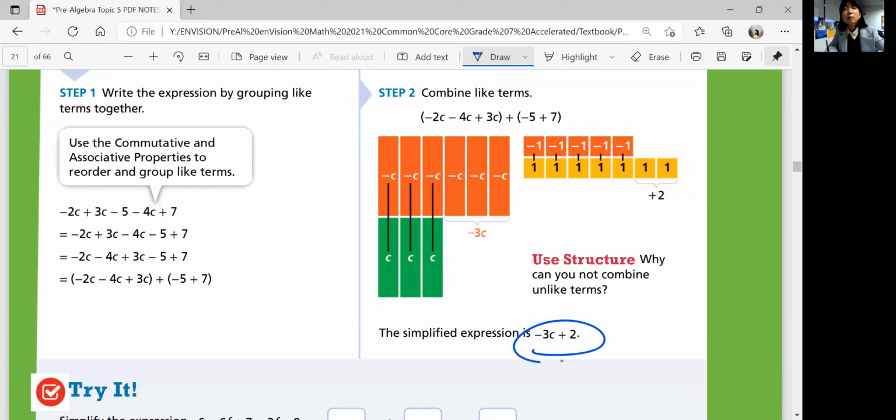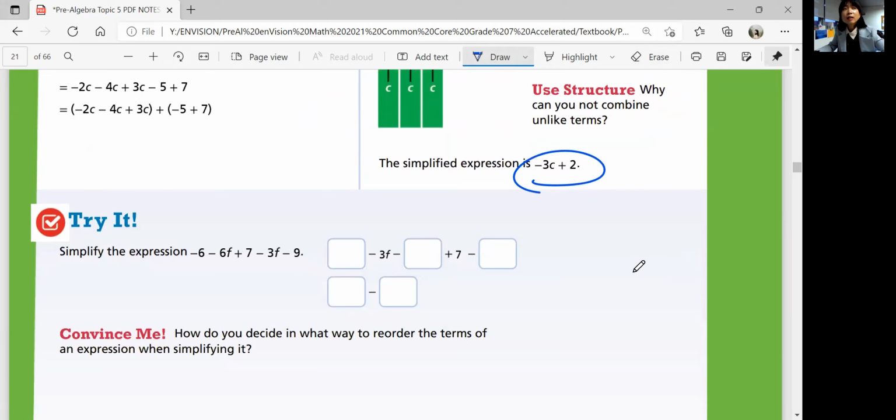Why can you not combine unlike terms? Why can't you cancel this one out? Does it work? No, because you might need more of these tiles to match it. And you don't really know what C is, right? You don't know what number that is. So if it's 3, you have to match 3 of them, but you don't know. So you can't add or subtract, right?